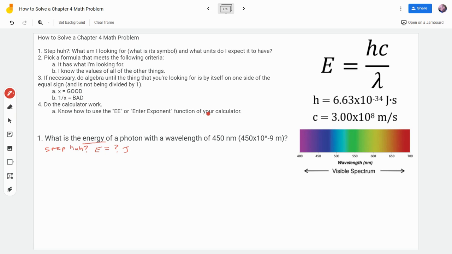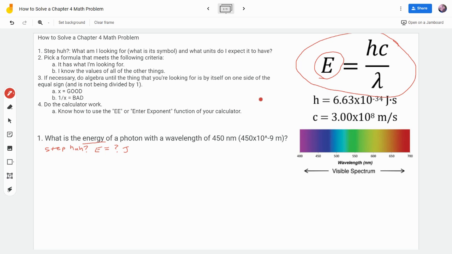Step two, pick a formula that meets the following criteria. Let's just skip step two. There's only one formula. This is the formula we're going to use. Step three, if necessary, do algebra until the thing that you're looking for is by itself on one side of the equal sign. Well, remember, the thing we're looking for is E. E is already by itself on one side of the equal sign. So not really necessary. So we've got that already.